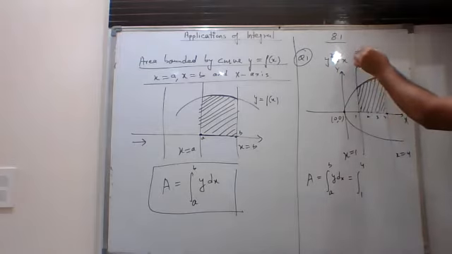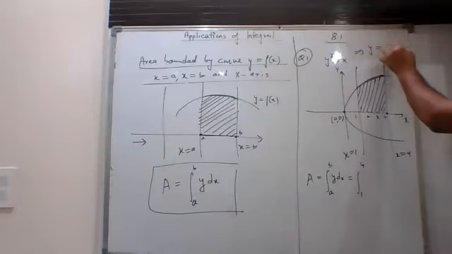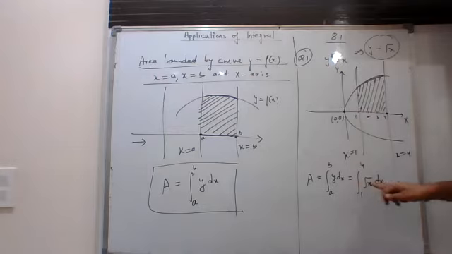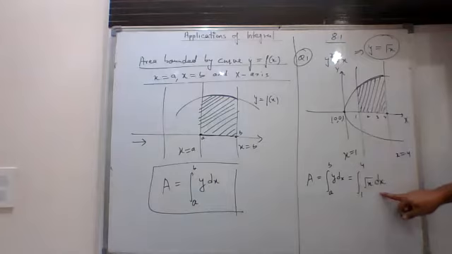Now y. This curve is given, and from here I can get y as the square root of x. So let me substitute the value of y as the square root of x over here. After this, it's a matter of simple integration. Now you can just integrate, put the limits, and get the final answer.